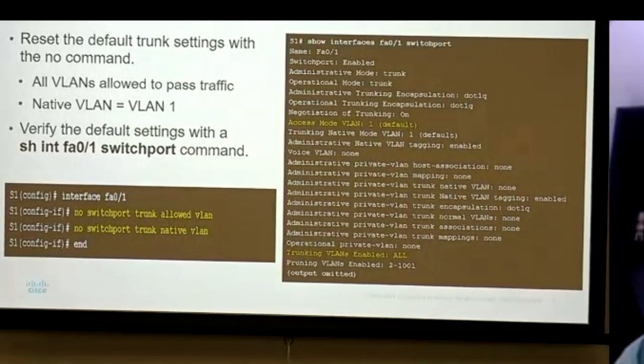Yes. What are the types of encapsulation, or is it only .1Q? Right, yes, that's what the Token Ring and the FDDI stuff was about. Those are different layer 2 technologies.